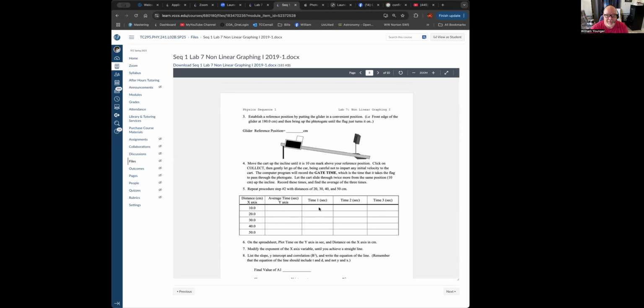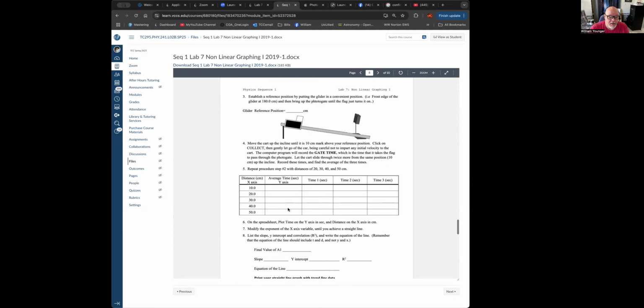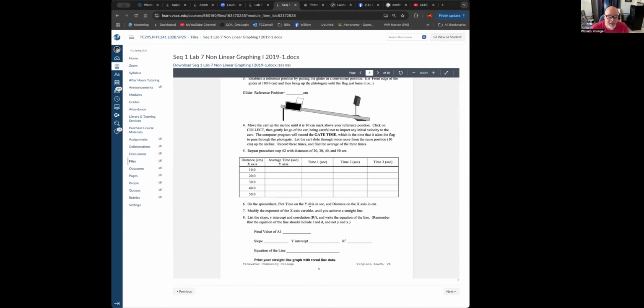So you put that time right here, and then you do another trial and you put it right here, and you do another trial and you put it right here. And then you take the average of those three, and that should give you the time, which is again related to the velocity. Okay. So on the spreadsheet, plot time on the y-axis in seconds and distance on the x-axis in centimeters, but you've got to figure out exactly what it is that you're interpreting there.